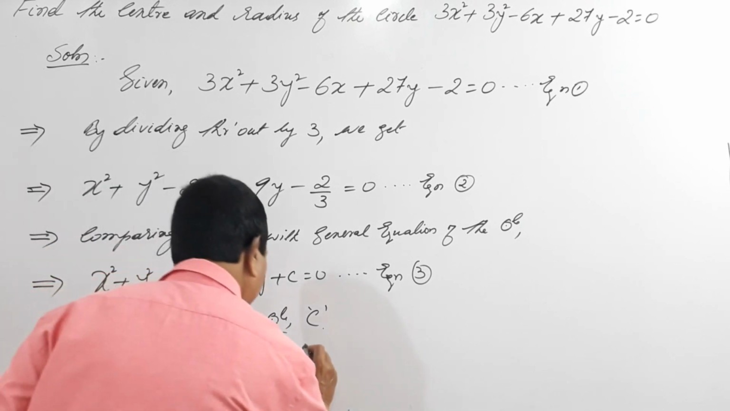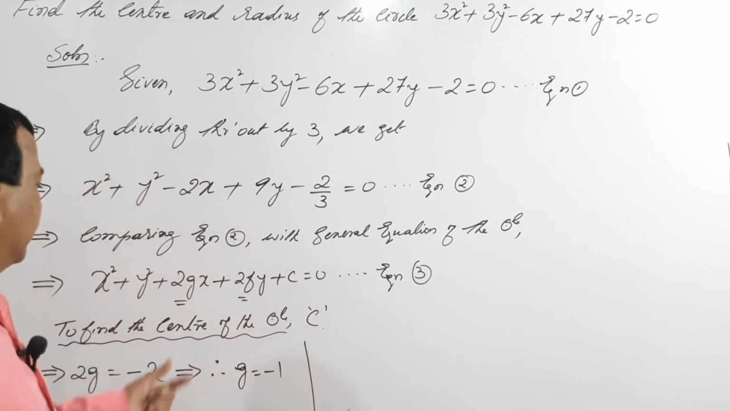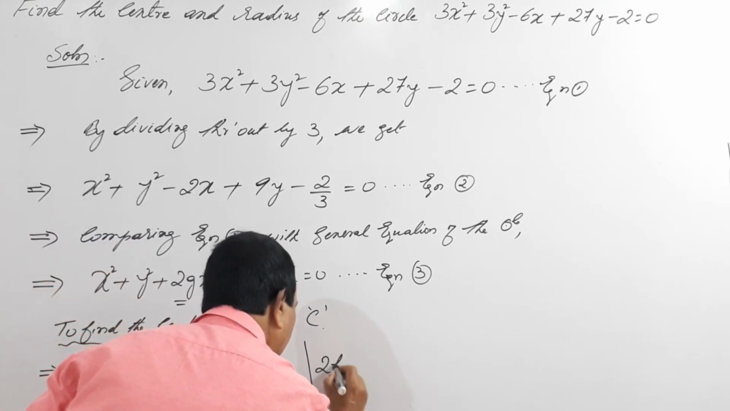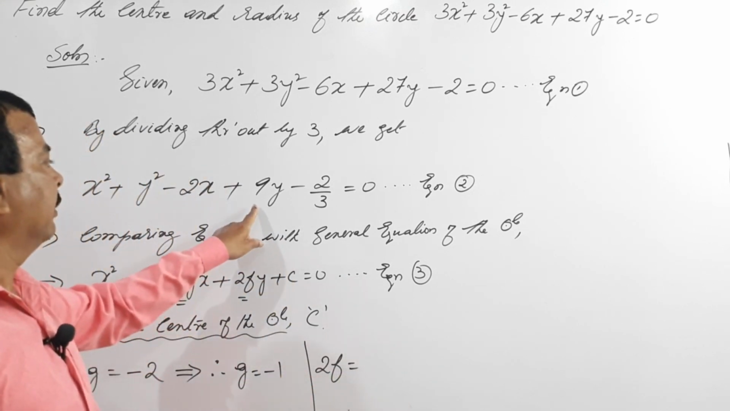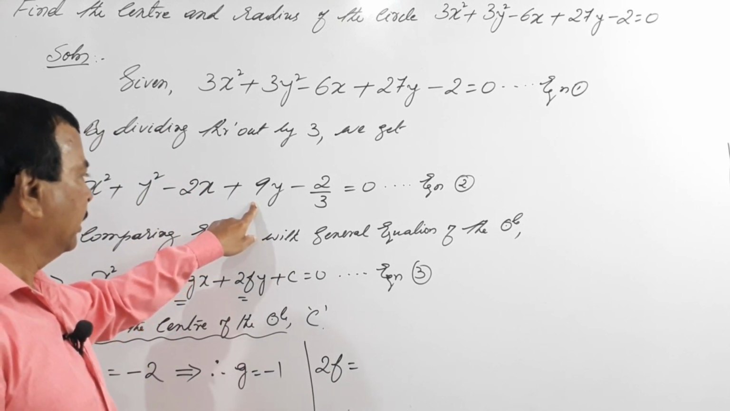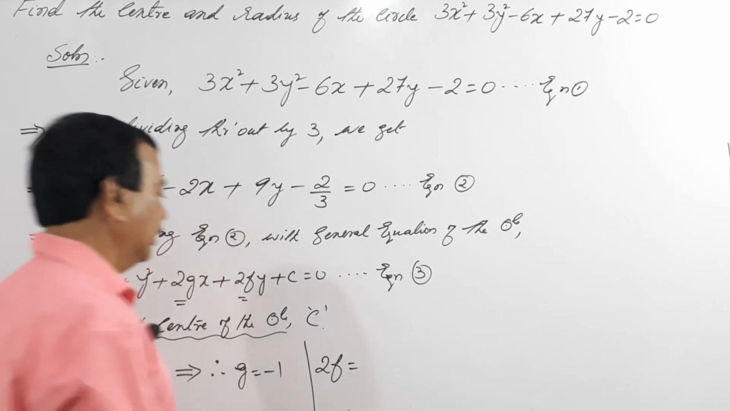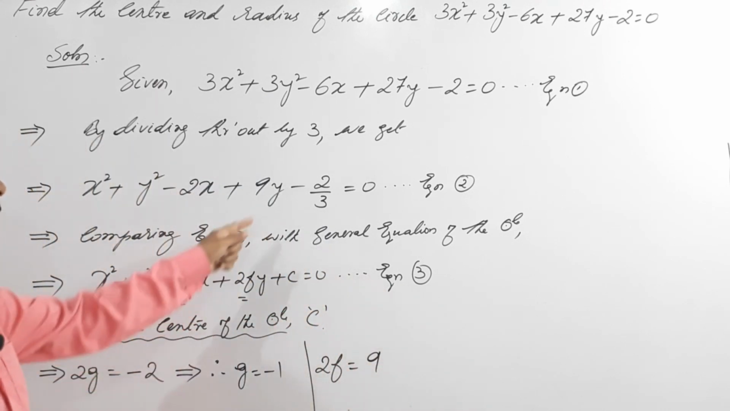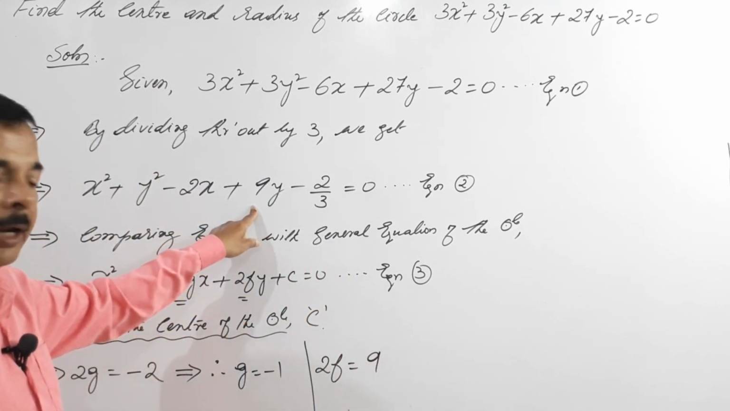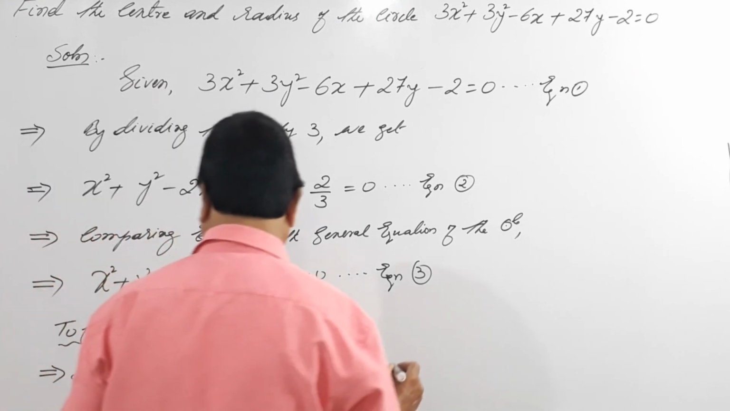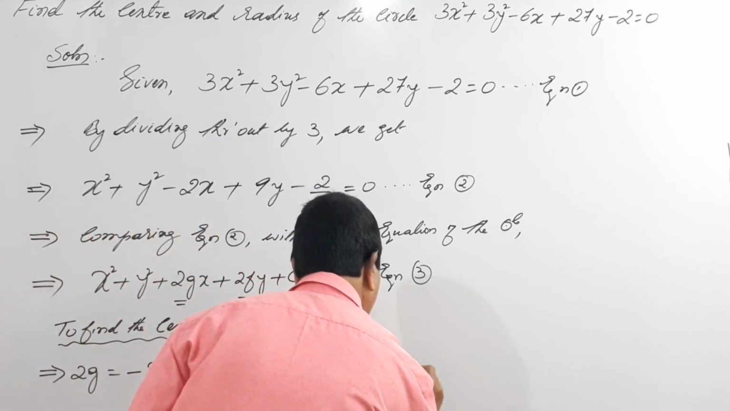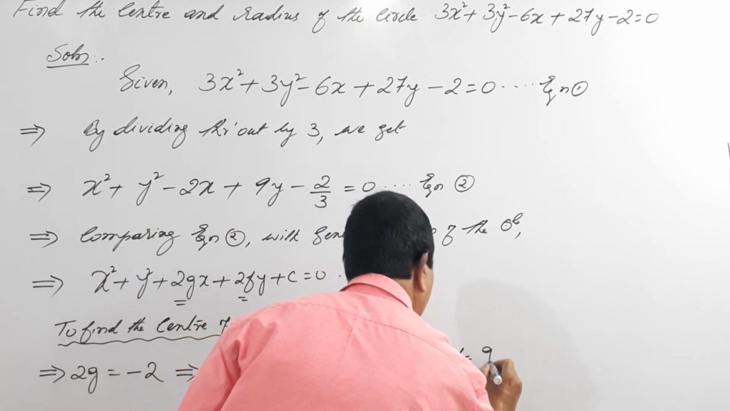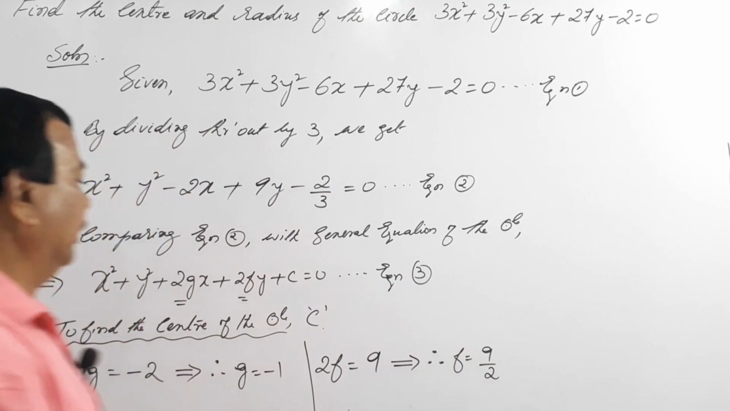And what about f? 2f equals to what? What is the coefficient of 2f? It is 9, isn't it? The coefficient of 2f is 9. Therefore f will be 9 by 2, right?